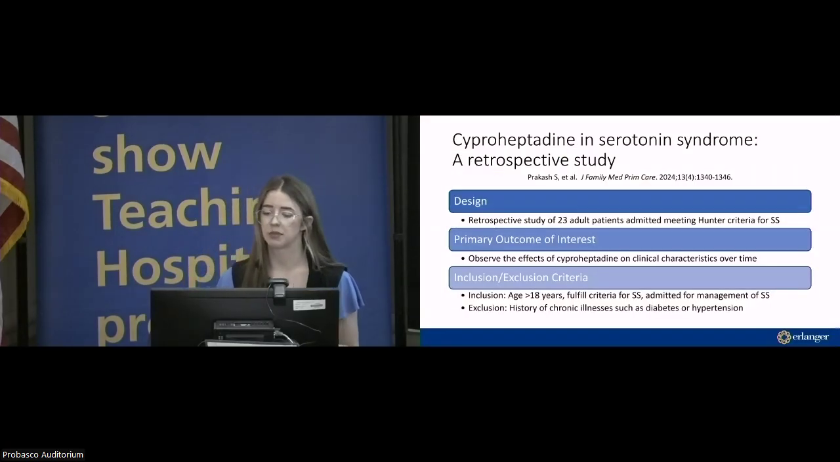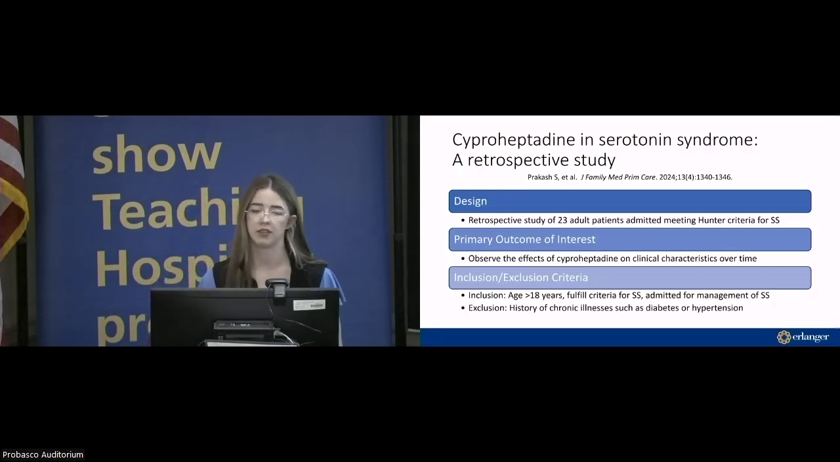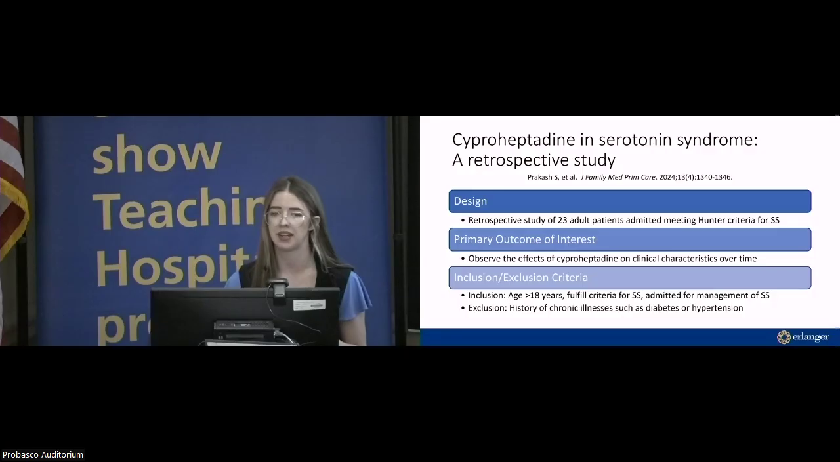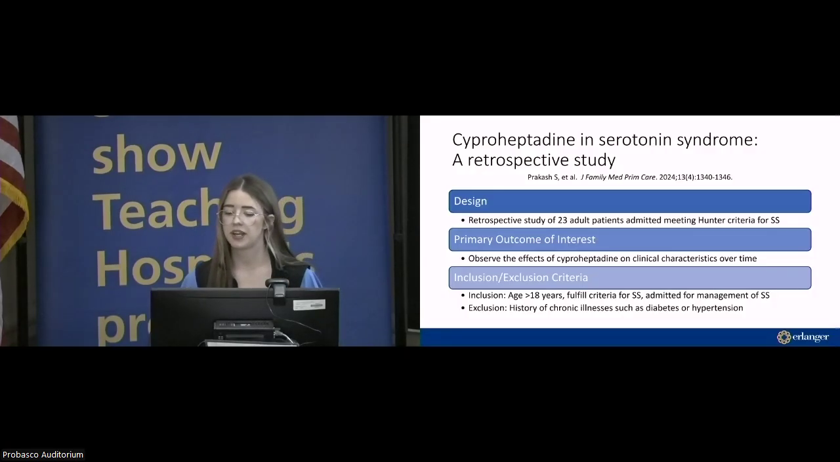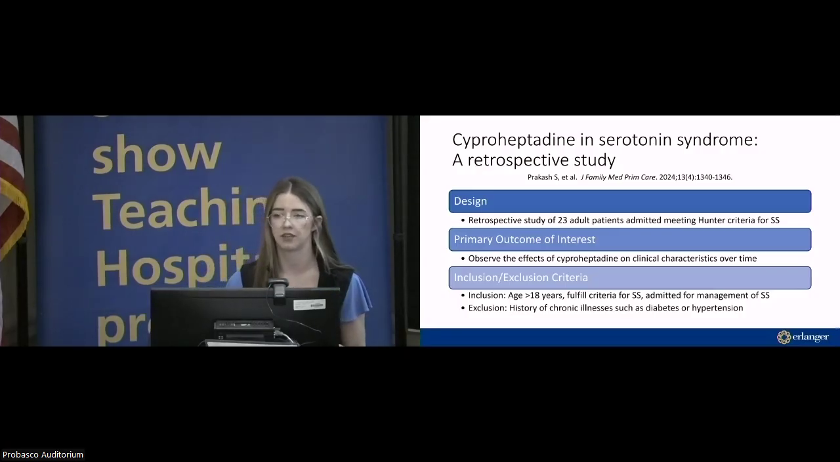Next, we'll discuss a small retrospective study by Prakash and colleagues looking specifically at cyproheptadine use in serotonin syndrome. They reviewed 23 adult patients who met Hunter criteria for serotonin syndrome and were admitted for management. The primary objective was descriptive: to observe how cyproheptadine affected the clinical characteristics over time. They included patients 18 years or older admitted with serotonin syndrome and excluded those with significant chronic morbidities such as diabetes or hypertension to limit confounders.